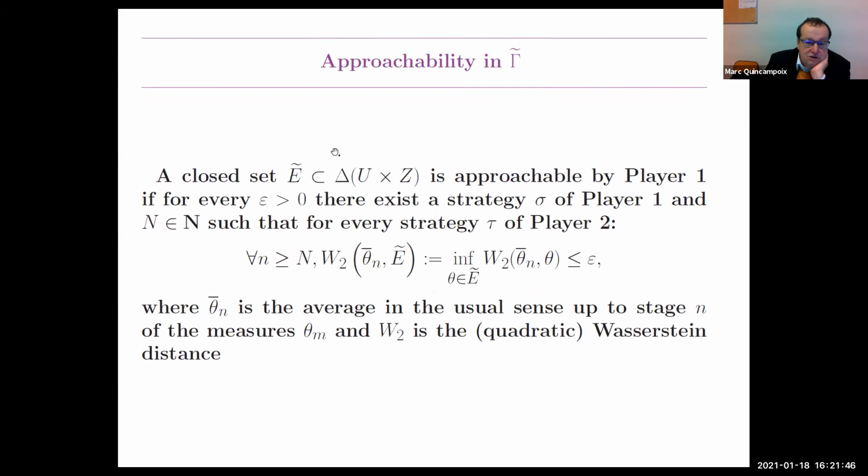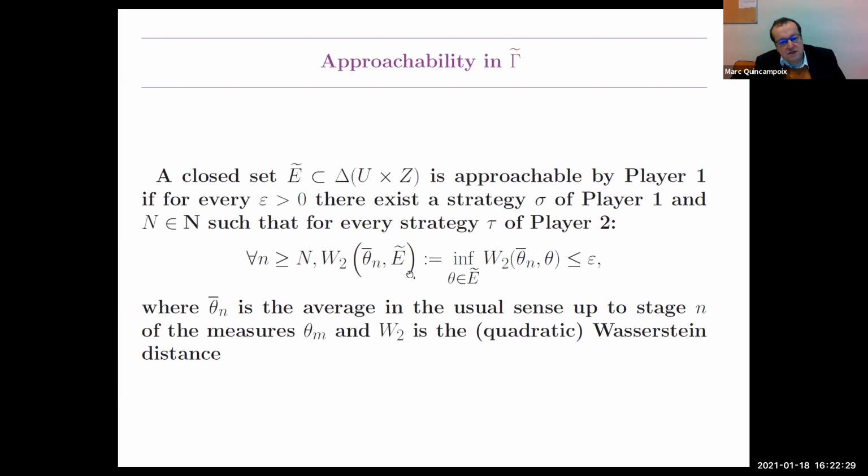So a closed set E tilde of delta U times delta Z is approachable by player one, and we have exactly the same definition. For every epsilon, there exists a strategy of player one, such that for n large enough, and every strategy of the second player, the distance between the set E tilde and the average payoff theta n is small. So we have here the distance between E tilde, which is a set of measures, and theta n, which is an element of the set of measures.